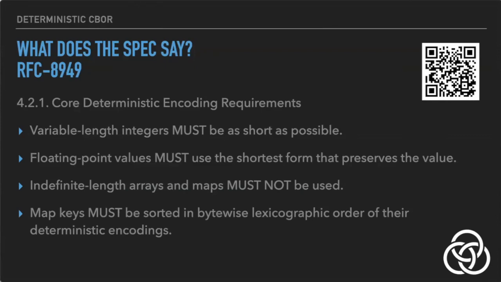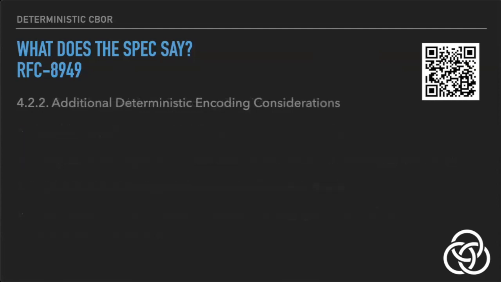You encode the key, and then you use the actual bytes of that CBOR encoded key as the alphabetization key, the lexicographic key for how you sort them when you serialize and how you expect them to be sorted when you deserialize. So the spec goes on to section 4.2.2, additional deterministic encoding considerations.